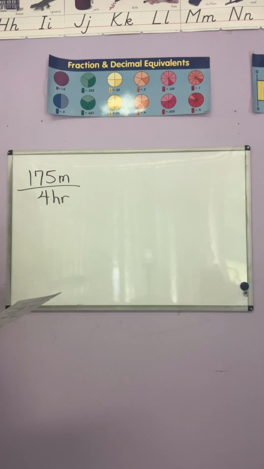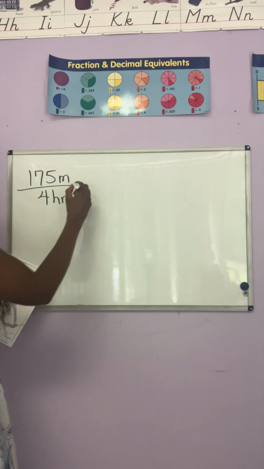What you need to know for this is that I'm going from miles per hour, and our goal is to get to feet per minute. So first you think about what's the relationship between miles and feet. And we know 1 mile is 5,280 feet.